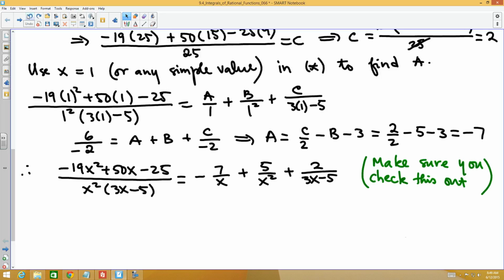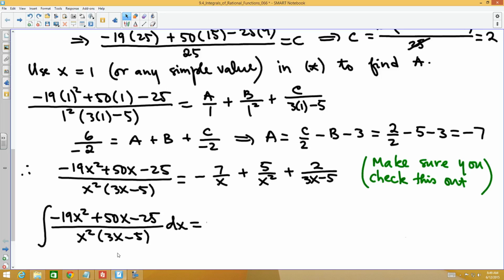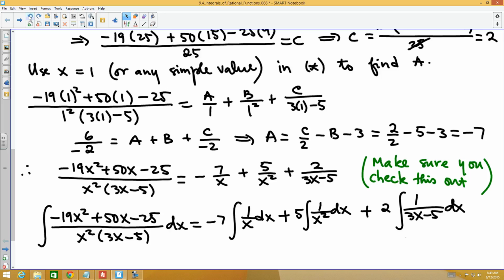I actually did that. So now the given integral becomes negative 7 times the integral of 1 over x dx, plus 5 times the integral of 1 over x squared dx, plus 2 times the integral of 1 over 3x minus 5. And these are basic integrals that we all know of. The integral of 1 over x is ln of x. The integral of 1 over x squared is negative 1 over x, because the derivative of 1 over x is negative 1 over x squared.